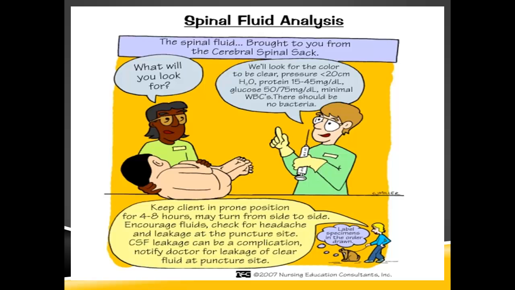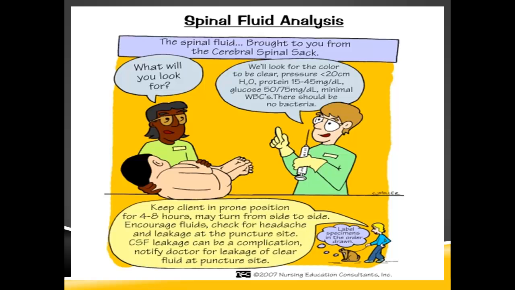This is a picture of a little cartoon talking about spinal fluid analysis or cerebral spinal fluid analysis. The spinal fluid is brought to you from the cerebral spinal sac. What will you look for? We'll look for the color to be clear, as mentioned earlier.